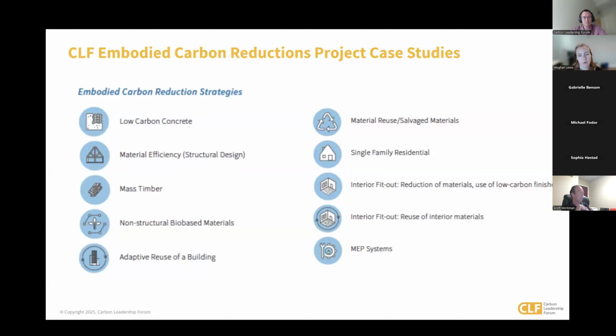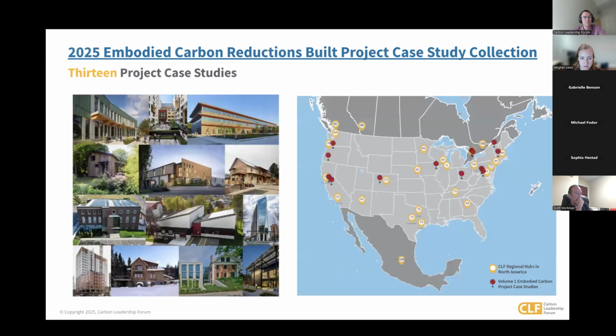So in addition to looking for built projects, so the projects had to be built, they had to be complete rather than just designed. And we also wanted to get a range of project types that were across the country. You can see here a little bit, the red dots are the projects that were included. We had a lot more. I think we ended up having 40 projects submitted, but we were only able to publish 13 on the timeline we had from our funders. And then the yellow dots are the regional hubs in the US and Canada. And you can tell that where there were hubs, there was more case studies.